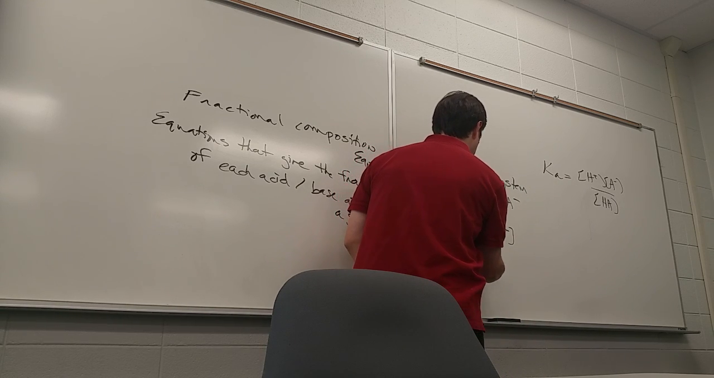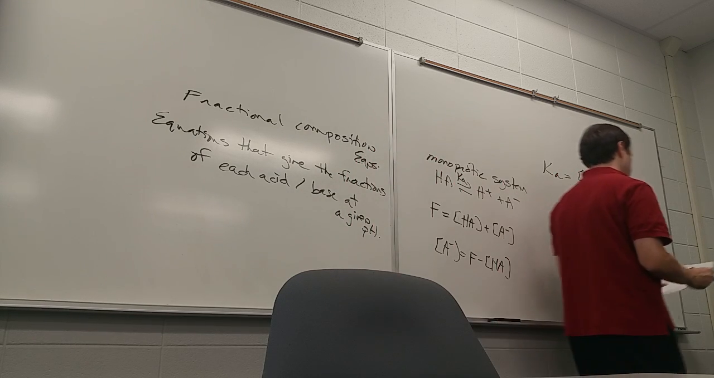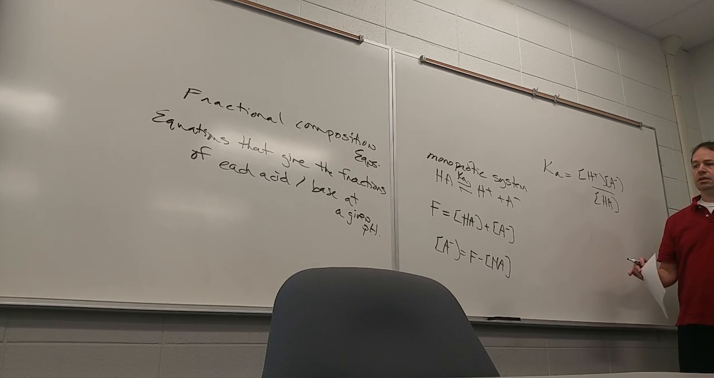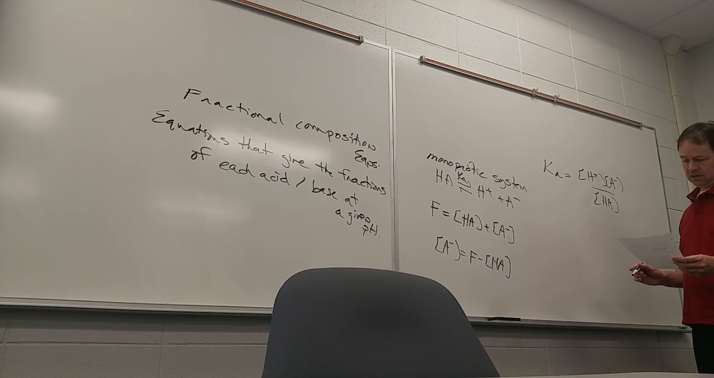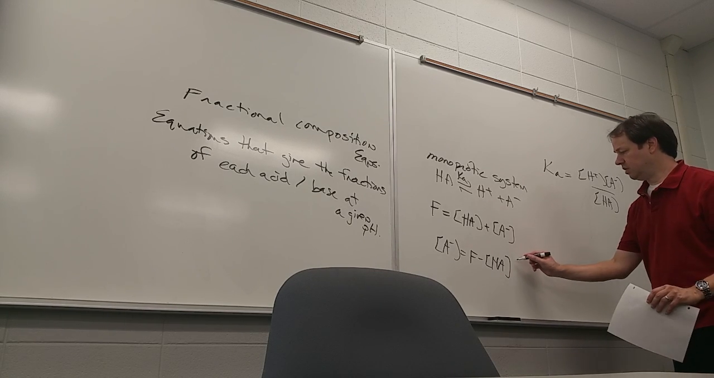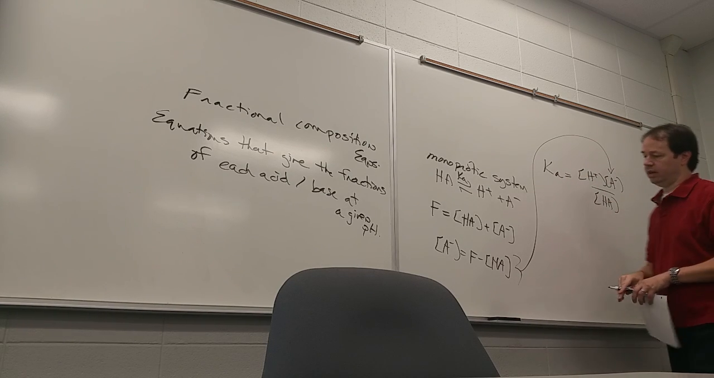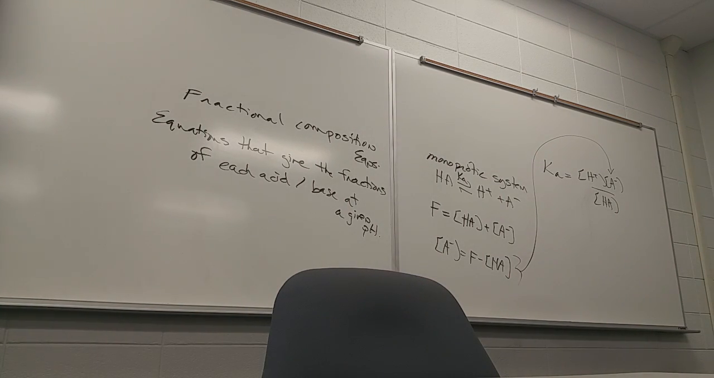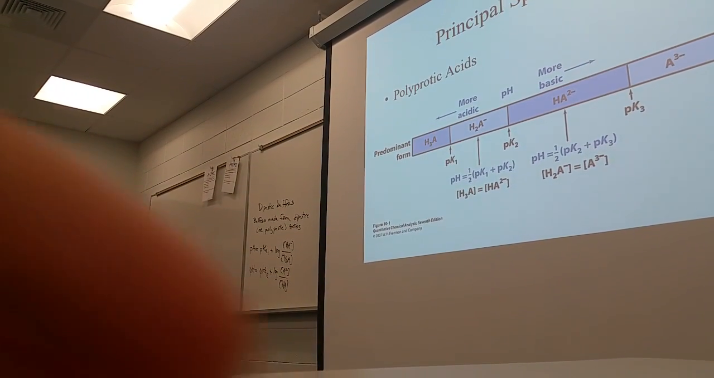So A minus is equal to F minus HA. Which is really saying the amount of the base has to equal whatever we started with minus the amount that's in the acid form. And let's put this equation into our Ka value. So we're sort of manipulating Ka now. Come up with a new equation.